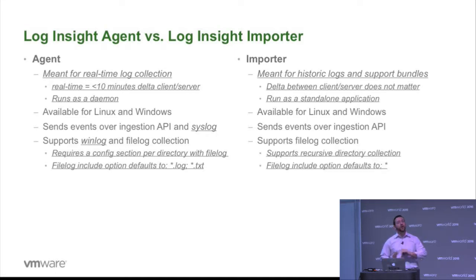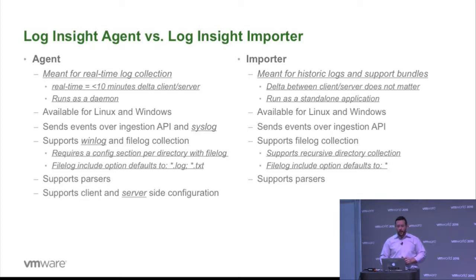With the importer, we're only supporting file log at this point, and it now supports recursive directories. So we only have to have one configuration section for directories and subdirectories, whereas with the agent, we have to have one configuration for every single subdirectory. We also default to including all files with the importer versus just the limited log and text files. We support parsers with the agent. We support parsers with the importer. We support client and server-side configuration.